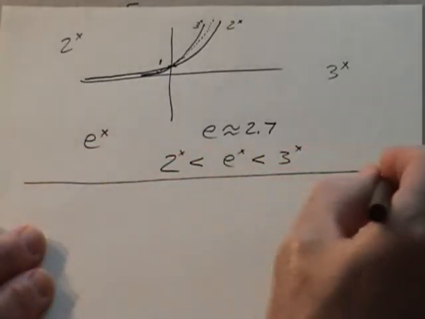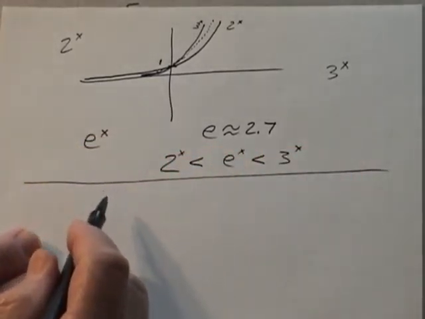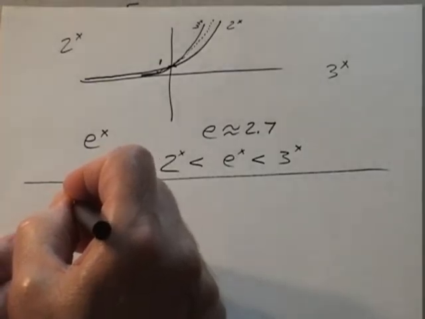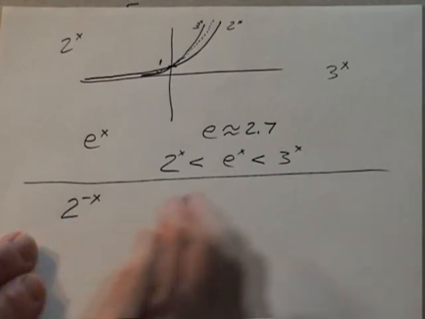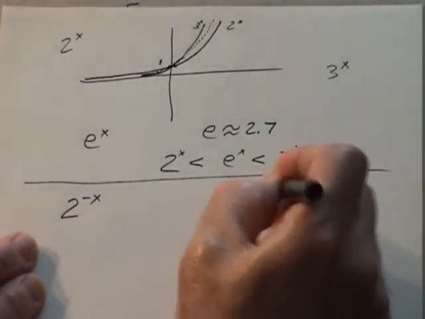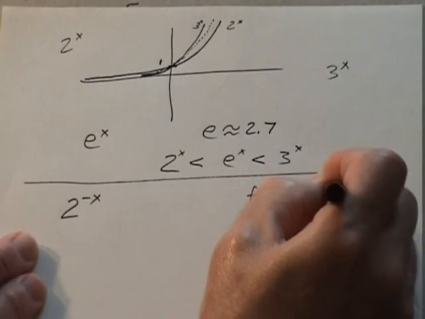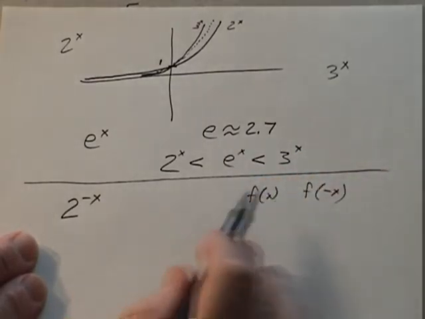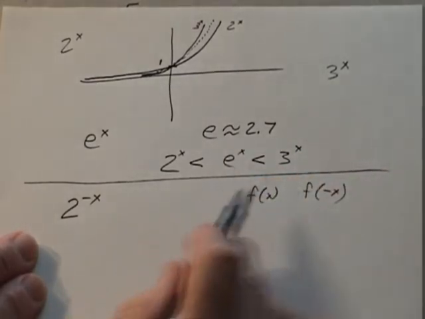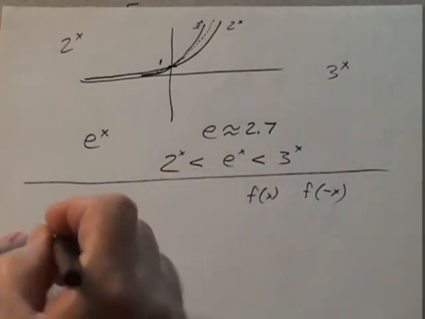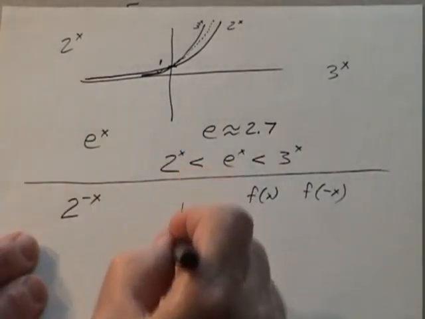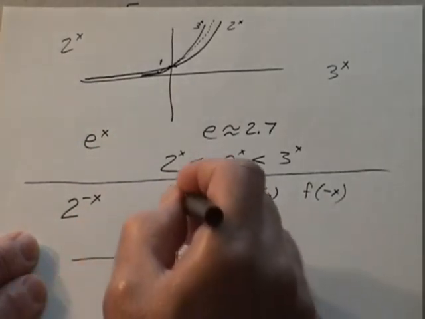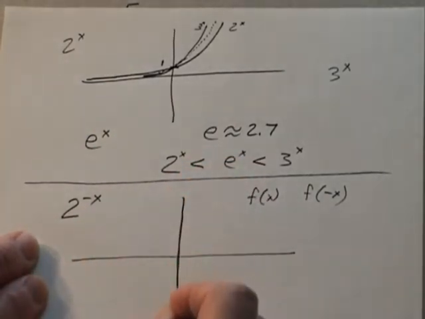Another thing is to transform them in the ways that we've done with other functions, like flipping them. Here's a good example. 2 to the minus x. What would that mean? Well, as you know from any other function, if you compare f of x and f of minus x, that just flips the function horizontally, relative to the y-axis. So the graph of 2 to the minus x is going to be just like the graph of 2 to the x, except flipped relative to this vertical y-axis.